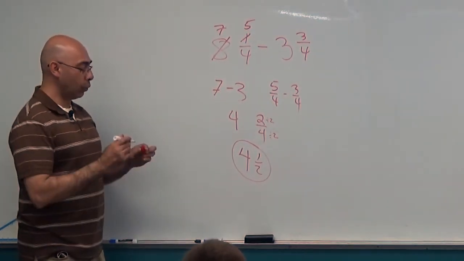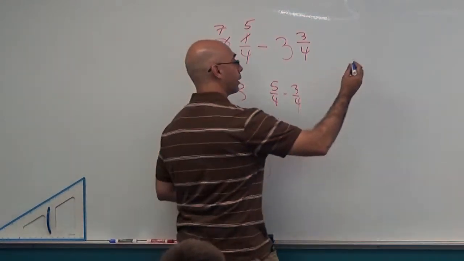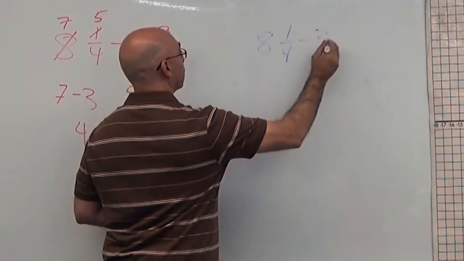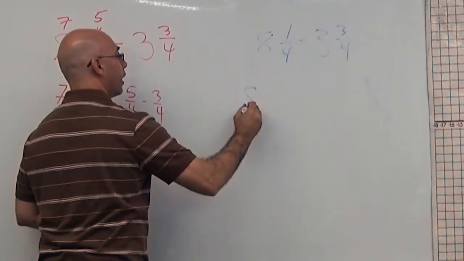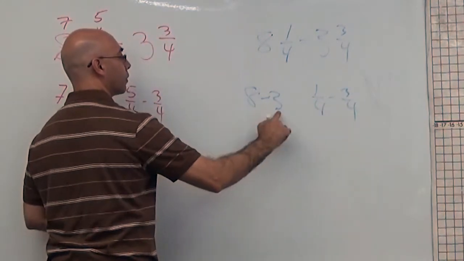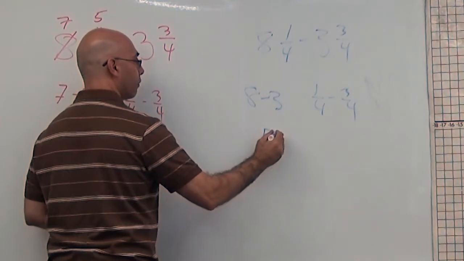Now, if you don't want to deal with borrowing and stuff, you just have to be good at keeping track. Now, watch this. This is an added bonus. I did it already, but I'm going to do it again. So you can do 8 minus 3 and 1/4 minus 3/4. What's 8 minus 3? 5.